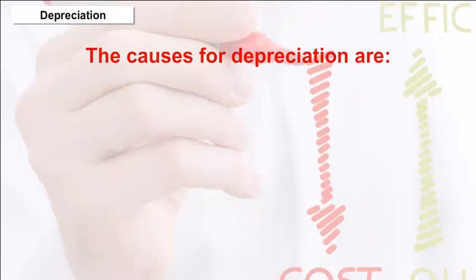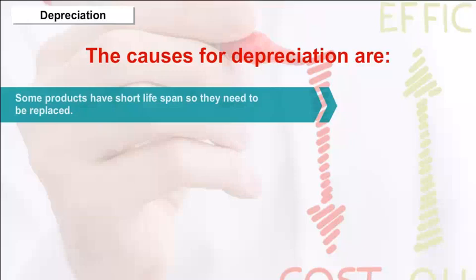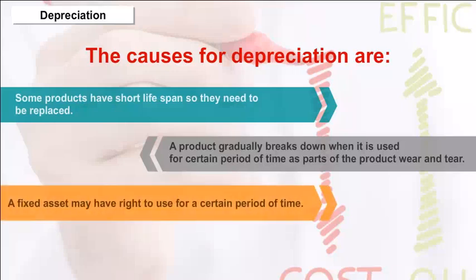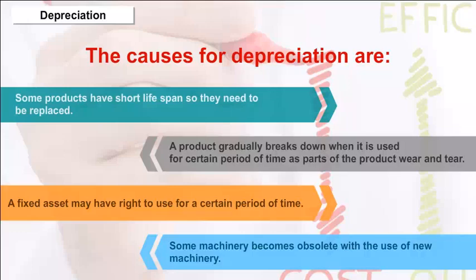The causes for depreciation are: some products have a short lifespan, so they need to be replaced. A product gradually breaks down when it is used for a certain period of time, as parts of the product wear and tear. A fixed asset may have a right to use for a certain period of time. Some machinery becomes obsolete with the use of new machinery.